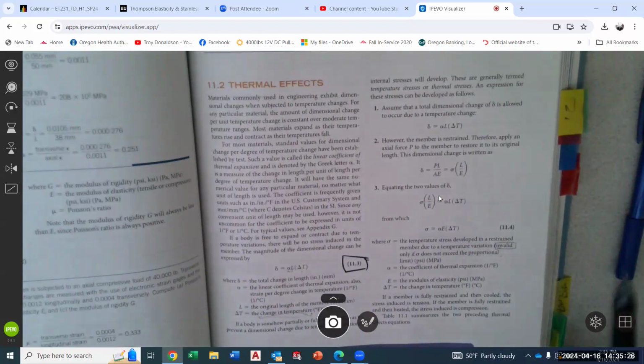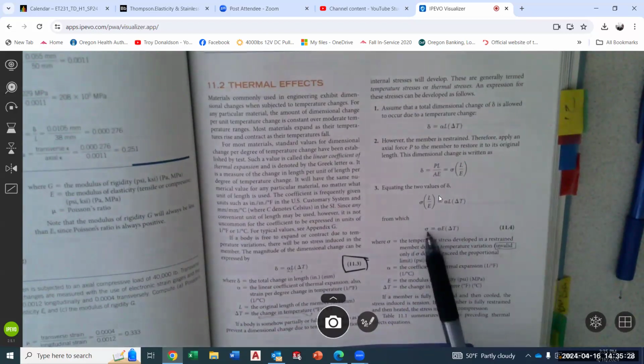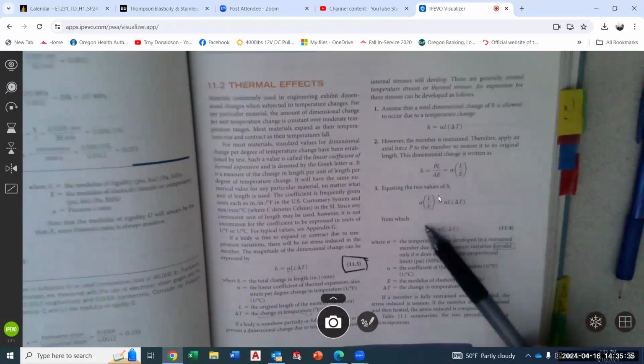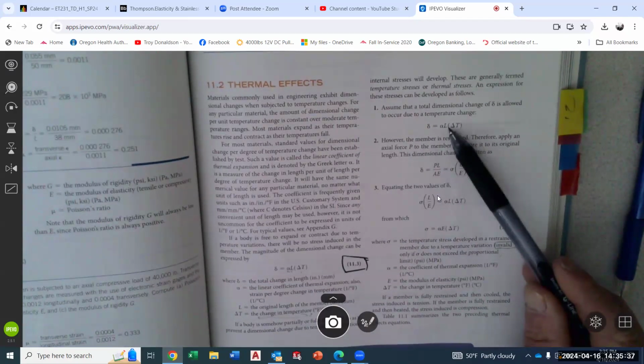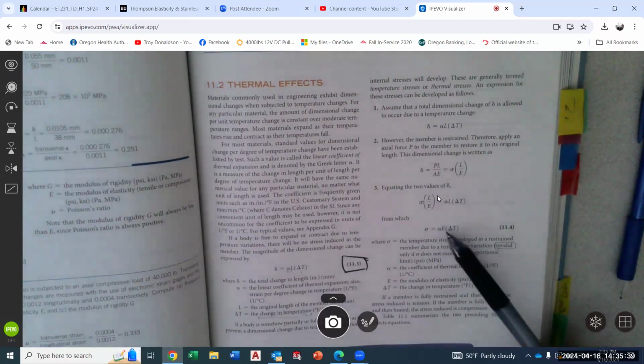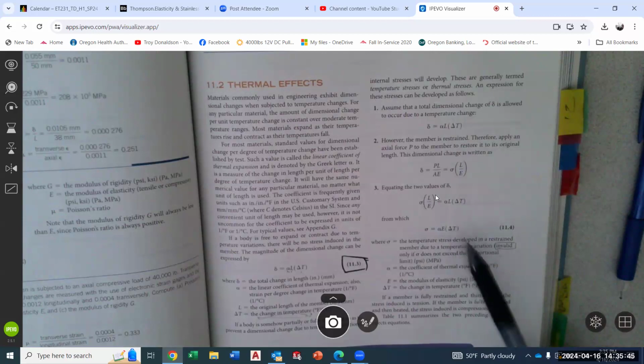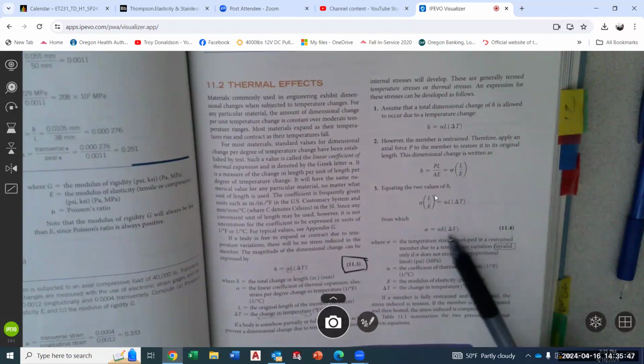If it's not free to expand, then we can calculate the stress. Very similar equation. They both have alpha, right? But this one is alpha L, and this one is alpha E delta T, where E is the modulus of elasticity, and they both have delta T. So if it's not free to expand, we can calculate the thermal stresses.